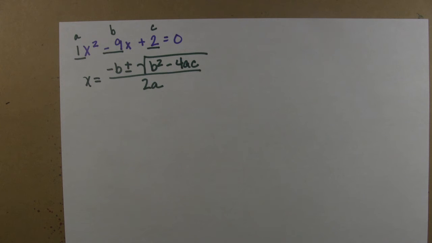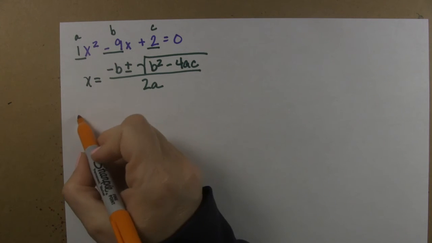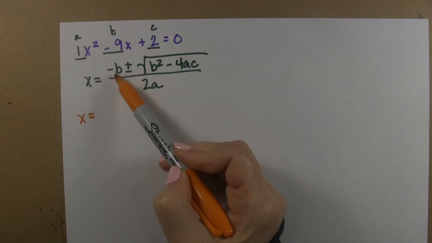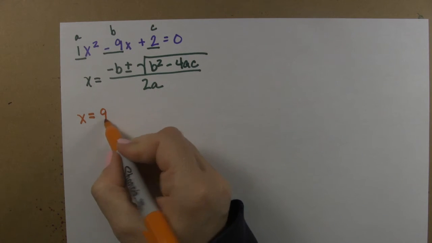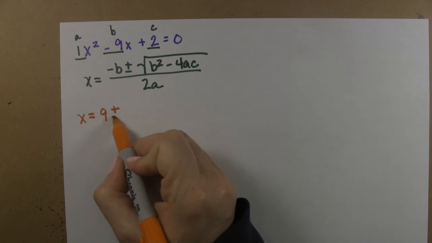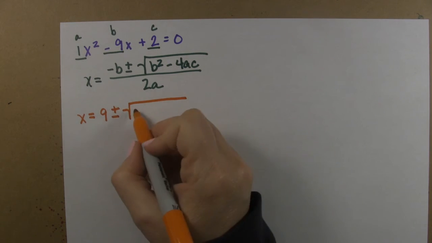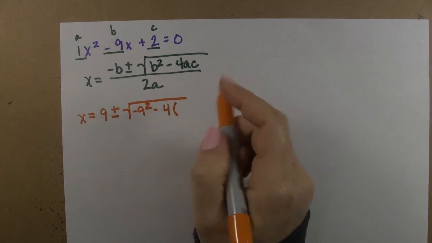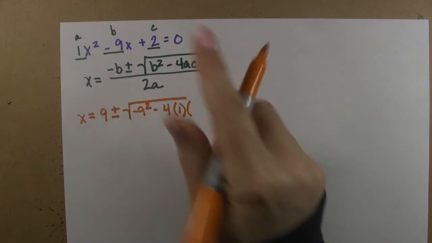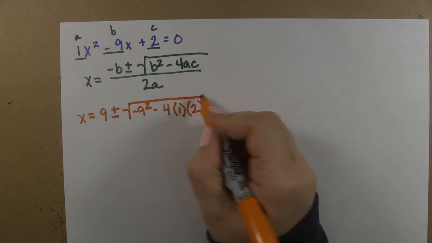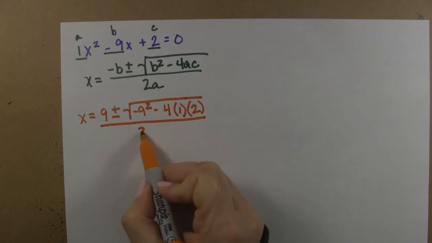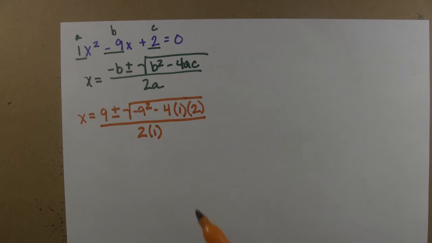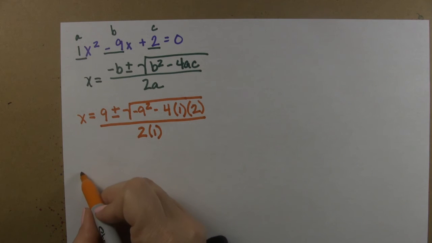So let's fill in what we know. X equals, b is negative 9, so negative b will be positive 9, plus or minus the square root of negative 9 squared minus 4 times a, which is 1, times c, which is 2, all over 2 times a, which is 1. Okay? All right, so now just crunch the numbers.